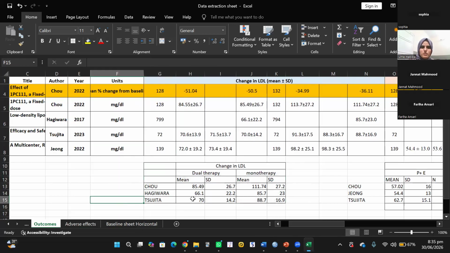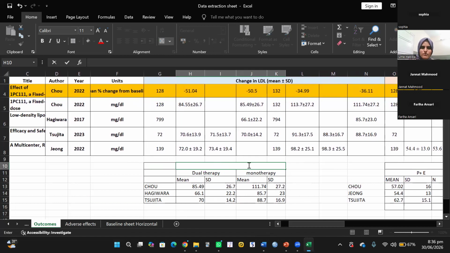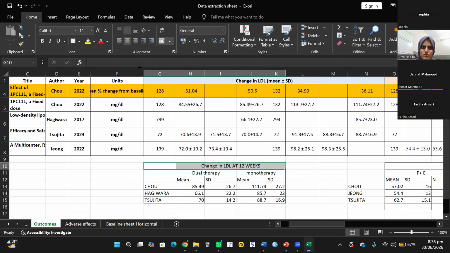Right, looks much better. Now, change in LDL, I'll specifically write here at 12 weeks, so I know what week it is. I have to report everything. Right, going to center it. That's it. Looks beautiful.